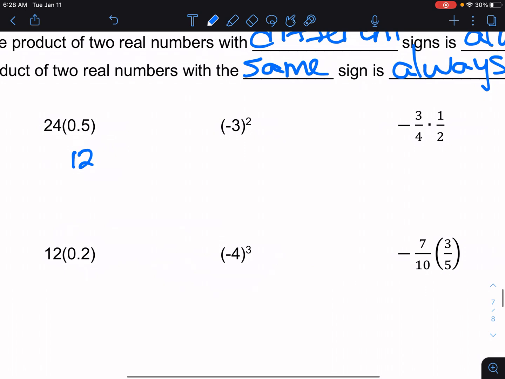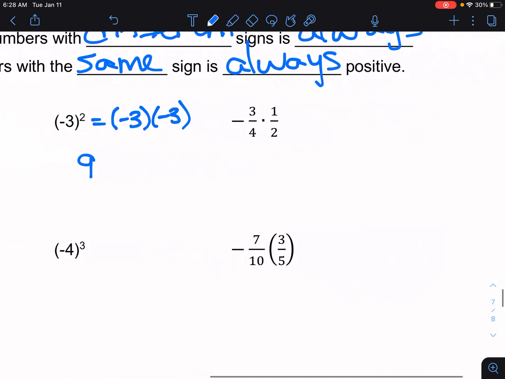For the next one, we have negative 3 being squared. As a reminder, that means take negative 3 and multiply it by itself, so negative 3 times negative 3. Well, 3 times 3 is 9, and those are the same sign, so it does end up being positive 9. Finally, for fractions, as a reminder, when you're multiplying together fractions, just multiply going straight across. So take 3 times 1 is 3, 4 times 2 is 8, and then they are different signs, so our final answer does need to be negative.